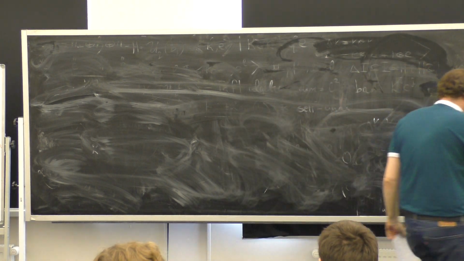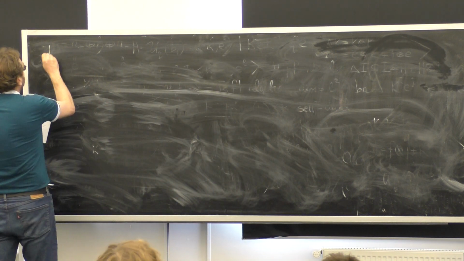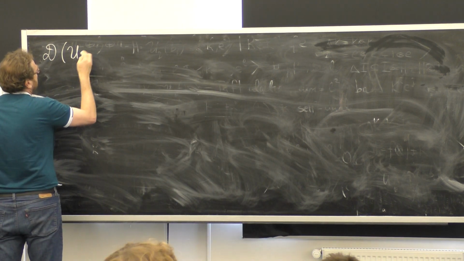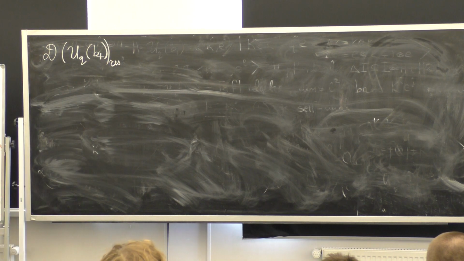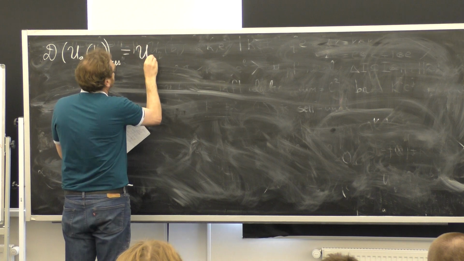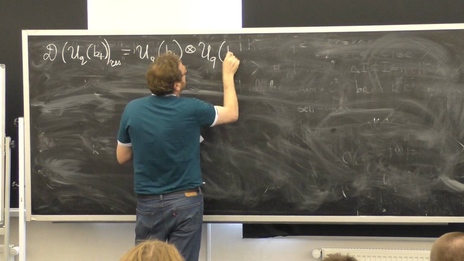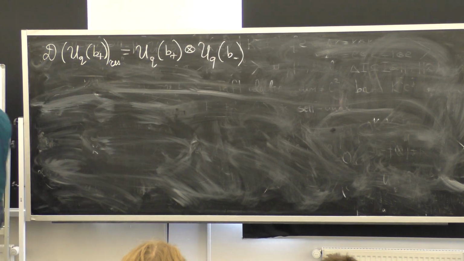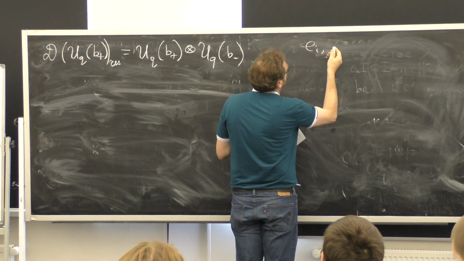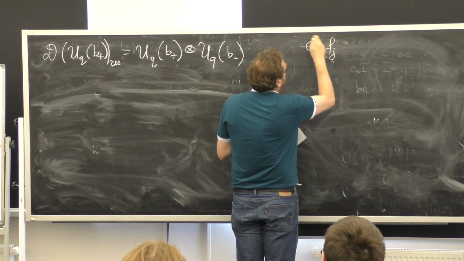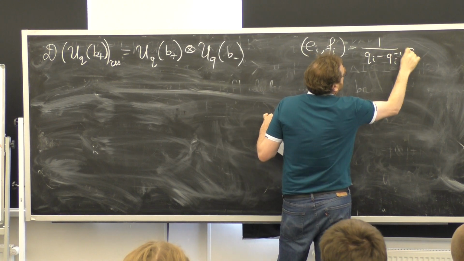Okay, and so now you do the same procedure. You take the double of this thing, restricted in some sense. So this is going to be the product of U_q of b plus with U_q of b minus. So we have a similar kind of pairing here. And the main relation in this pairing will be e_i with f_j: the inner product will be 1 over q_i minus q_i inverse times delta_ij.